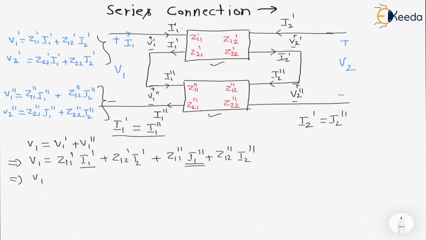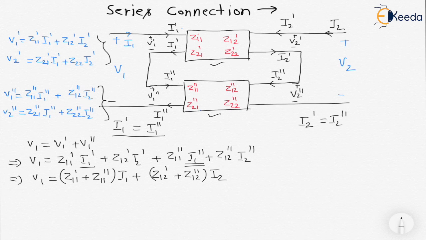So we can write the value of V1 is equal to Z11 dash plus Z11 double dash times I1, plus Z12 dash plus Z12 double dash times I2. Here you can see this is I2.